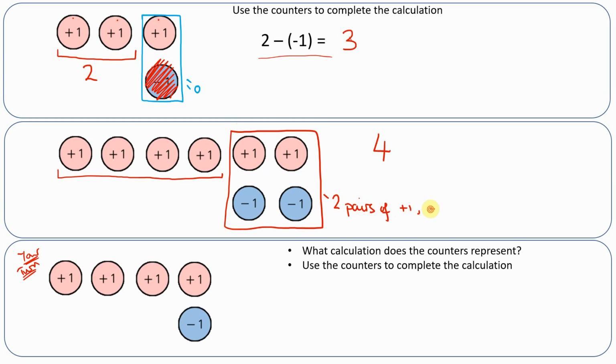of positive ones and negative ones, we've got 2 pairs of them. Remember, that whole box is going to still be equal to 0. That's going to show that we're planning to take away a minus 2, because we want to do take away, take away. So when we have a calculation like this, where it's a positive number, take away a minus number, we want to only put the amount of negative counters that we're planning to take away.